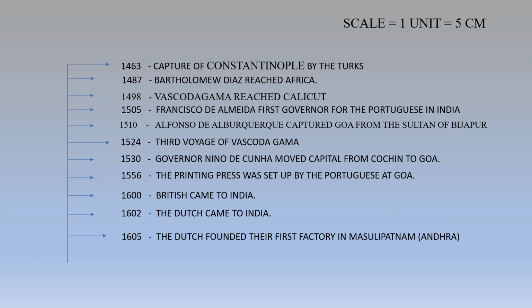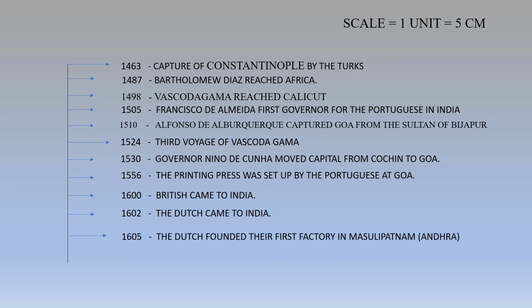1498, Vasco da Gama reached Calicut. 1505, Francisco de Almeida, first governor for the Portuguese in India. 1510, Alfonso de Albuquerque captured Goa from the Sultan of Bijapur. Understood, children? From the Sultan of Bijapur. 1524, third voyage of Vasco da Gama. 1530, Governor Nino de Cunha moved the capital from Cochin to Goa.